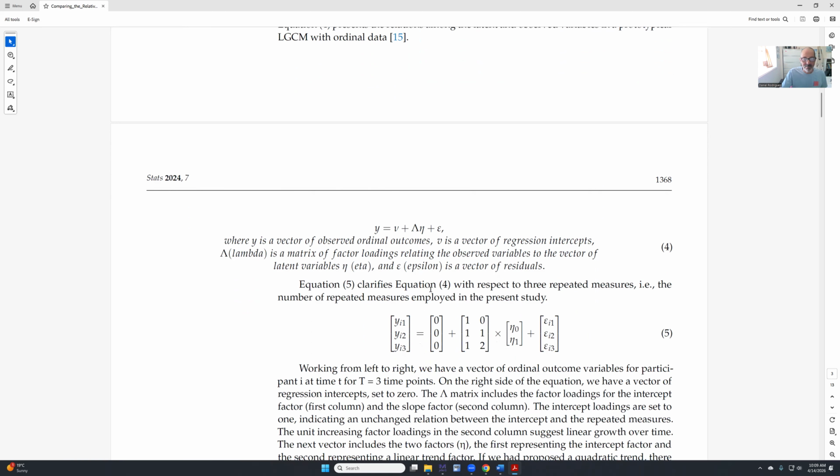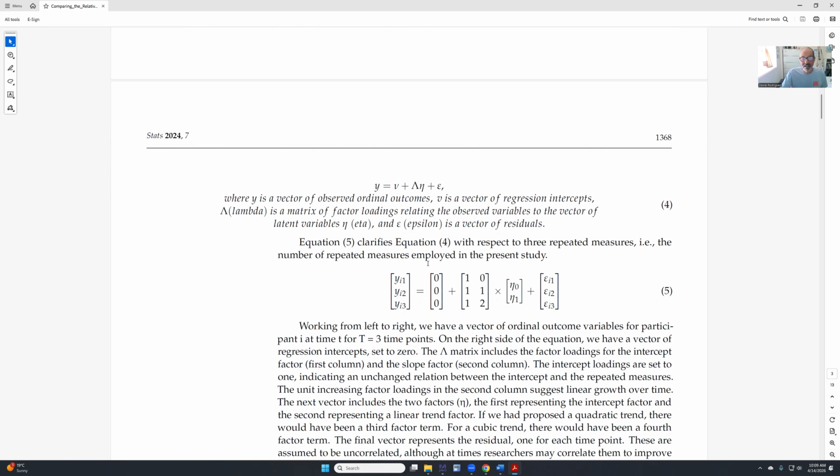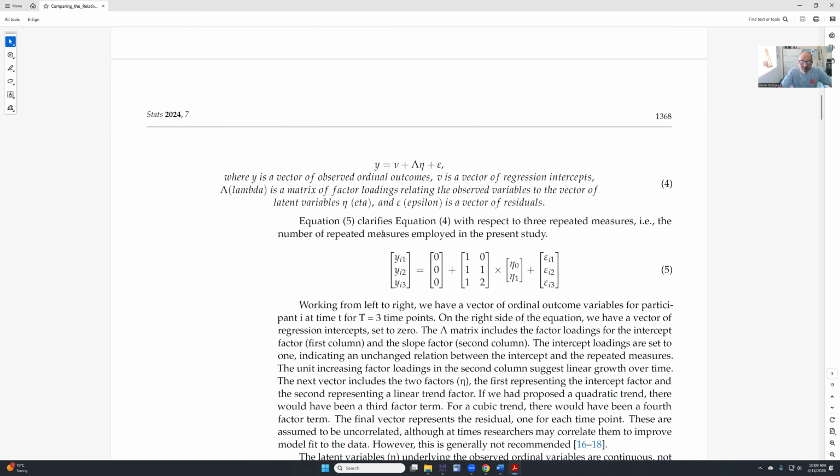So it's like we just did before. Equation 5 clarifies equation 4. In this study, and this study actually used real data, this wasn't a simulation study, I just took real data from the Panel Study of Income Dynamics and let's see how they compare to one another. Equation 5 clarifies equation 4, and here we're using the 3 time points, right? There were 3 different time points because that's what they had in the data.